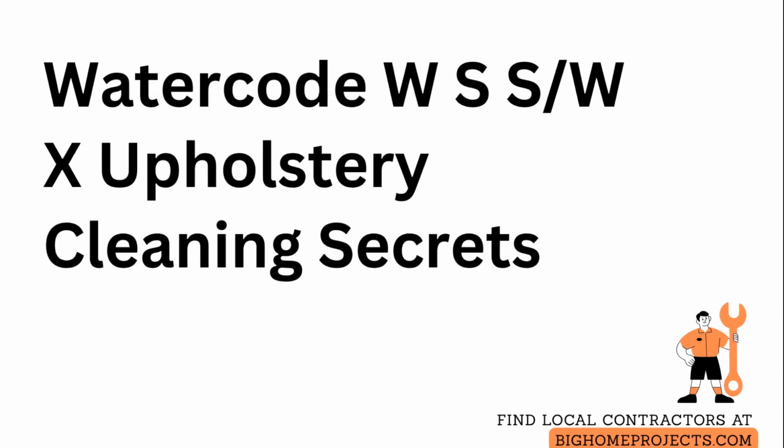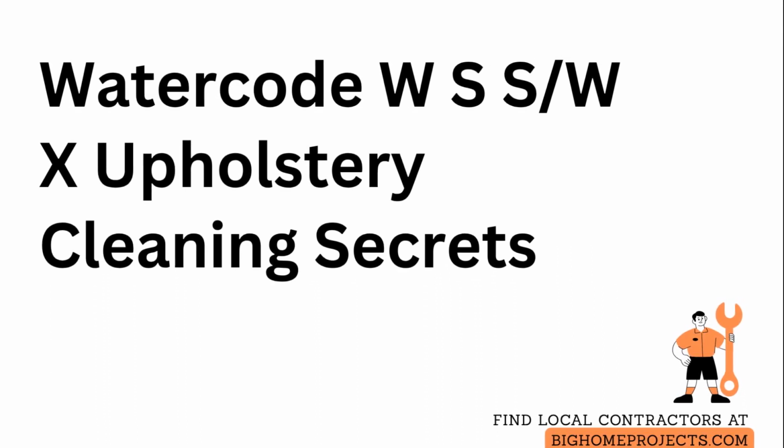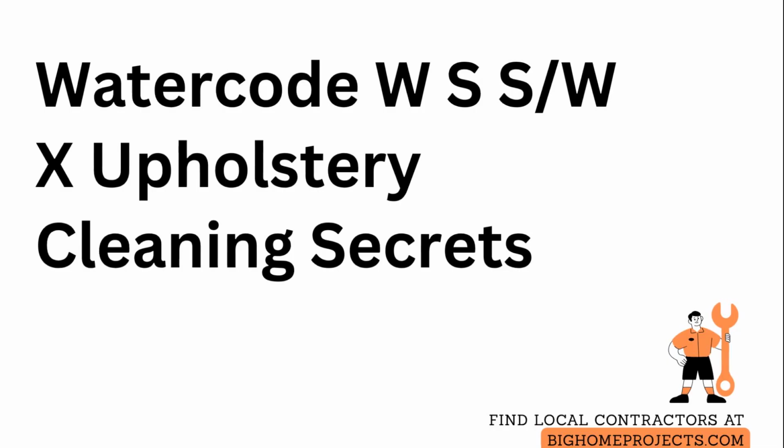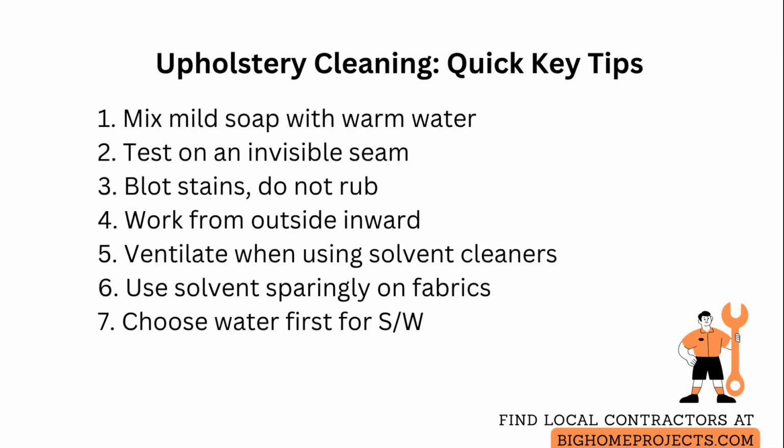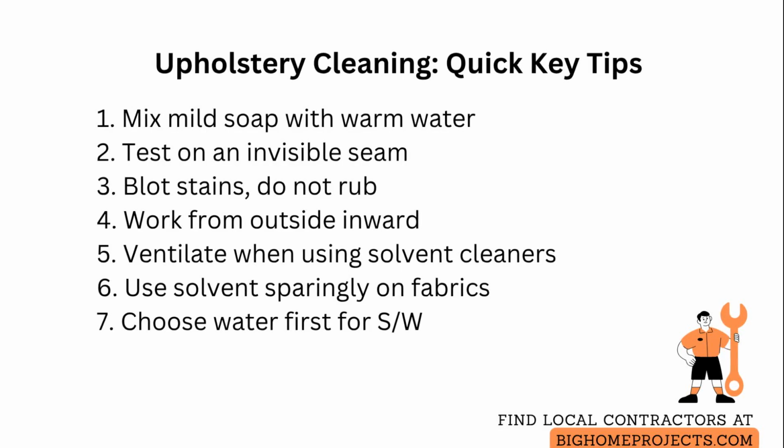Clean codes are fabric-specific cleaning symbols that tell you exactly which cleaning method will protect upholstery while removing stains. Clean codes for upholstery fabric indicate 4 primary methods, and following them prevents damage and preserves fiber integrity.